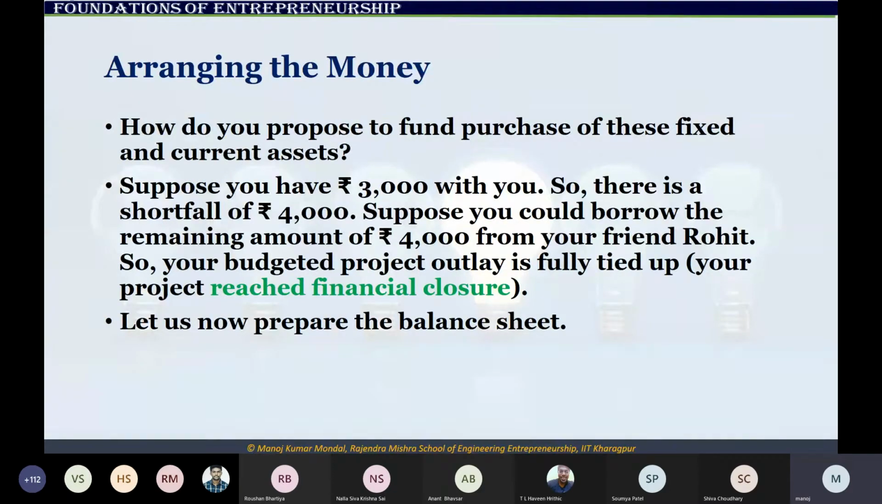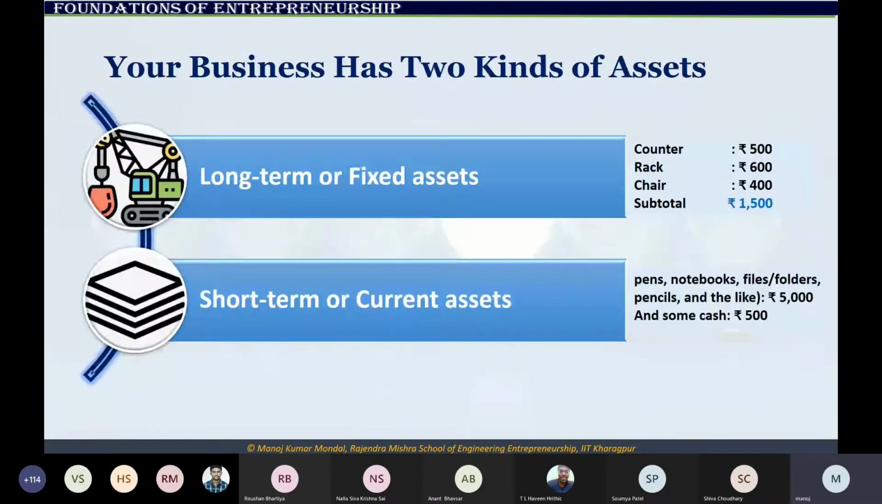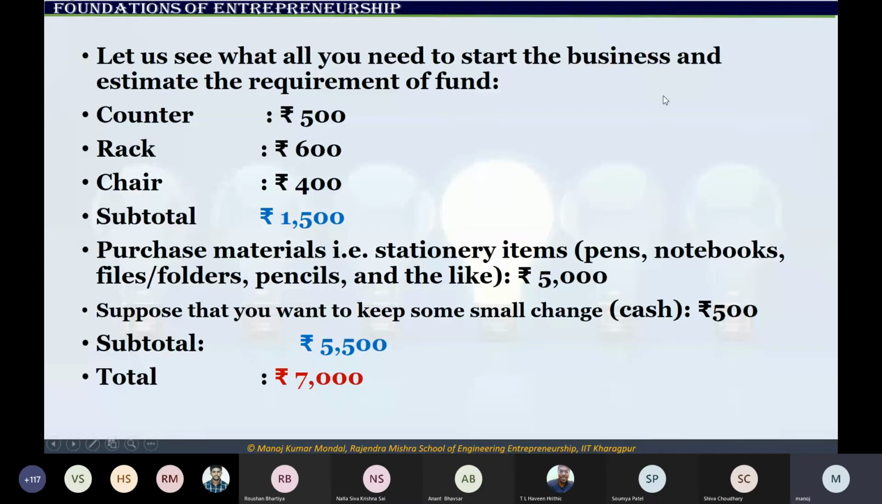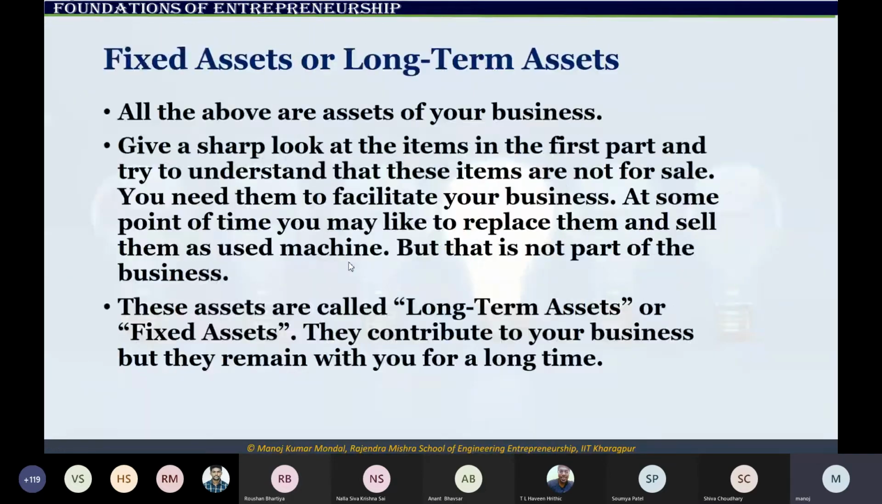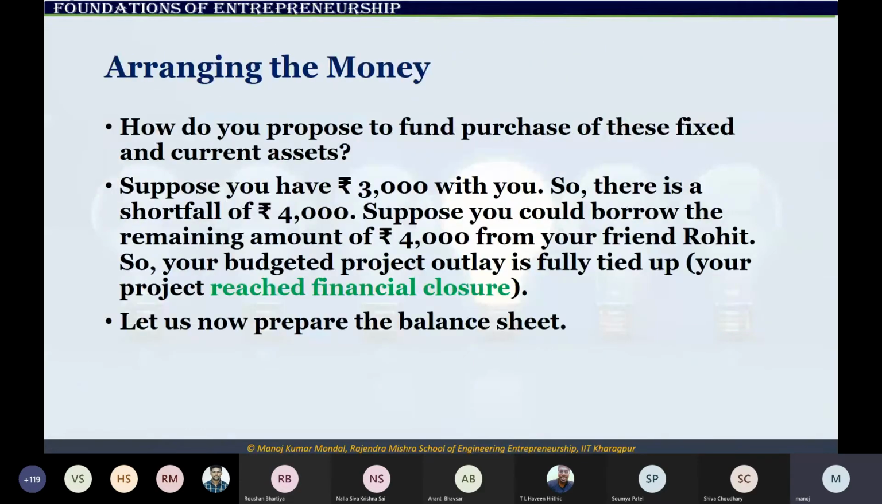Now we have seen that our total infrastructural requirement is 1500 rupees, including a table, a rack, and a chair, etc. And then we have also seen that we need about 5500 rupees worth of current assets or stocks and cash. These are all current assets. So in total we need 7000 rupees. Now you have checked that you have only 3000 rupees with you, so you borrowed 4000 rupees.